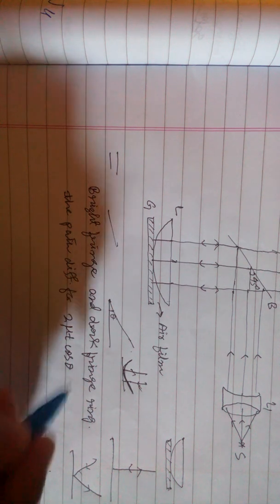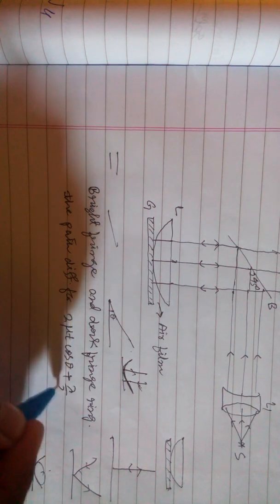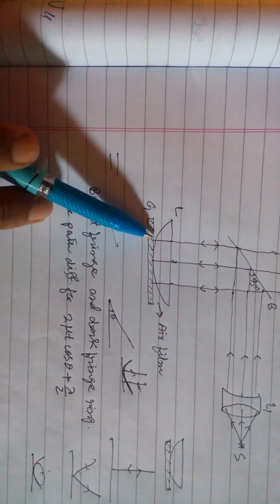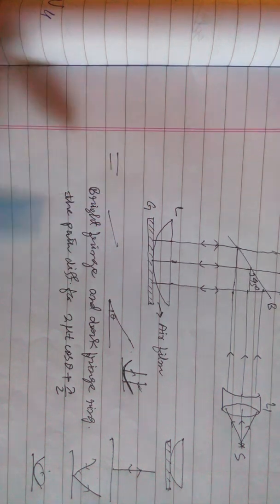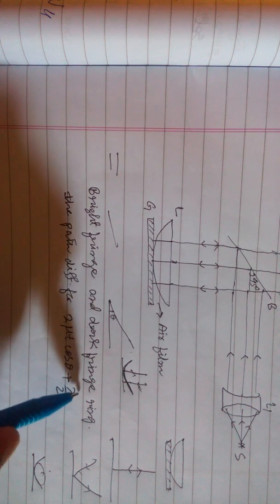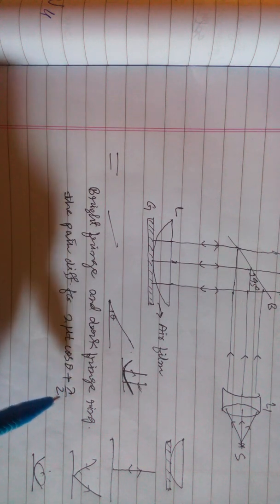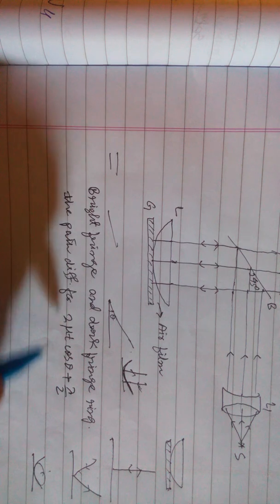This is the path difference, plus one more lambda by 2, which is because the two reflected rays are from different interfaces. One is from the glass-air interface and another is from the air-glass interface. So due to that, according to Stokes law, lambda by 2 is added. So this is the path difference.